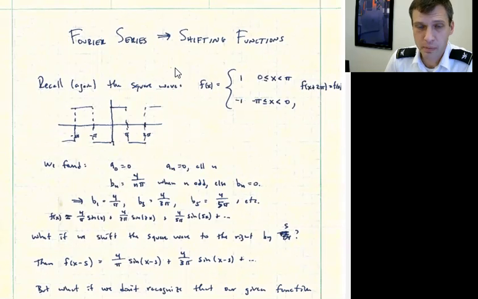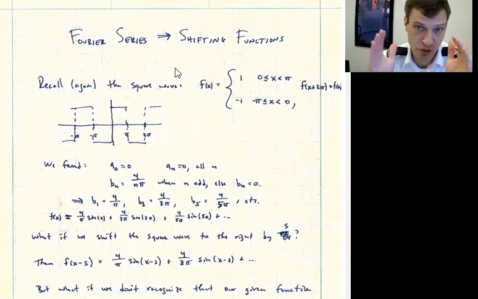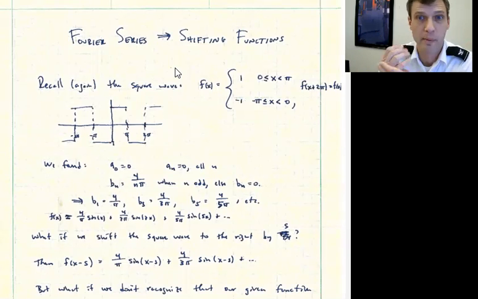We're talking about what if I have a function and I have found the Fourier series and now I just shift the function over. What happens? What gives? All right.